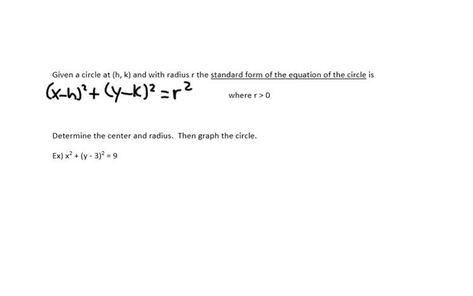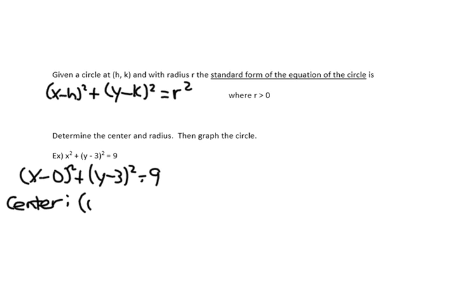Okay, so let's scroll down then, and let's determine the center and radius, and then graph the circle. So it's already in standard form. Now, the x squared I can rewrite as (x minus 0) squared. Now keep in mind, the center is going to be the opposite value of what's inside. Well, the x coordinate is 0. Now the y coordinate for the center is not going to be negative 3. It's going to be positive 3. And then the radius, well, that's not 9. It is the square root of 9, which is equal to 3.